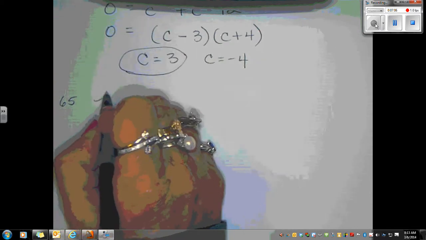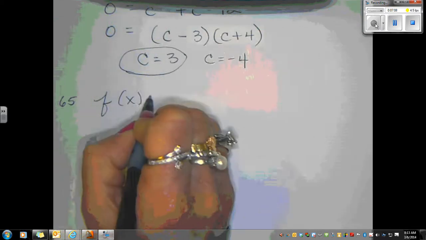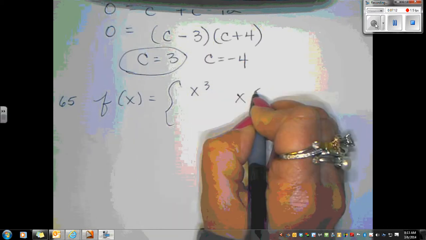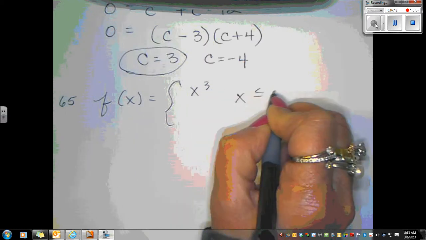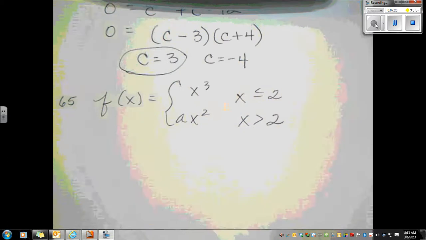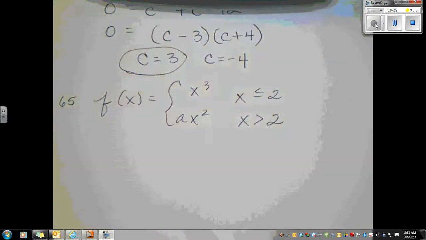65 says f of x equals x cubed when x is less than or equal to 2. It's ax squared if x is greater than 2. Now, in order for something to be continuous, what has to happen? It has to be where I don't have any holes in it, I don't have any jumps in it, okay? So, wouldn't the y from the left and the y from the right have to be equal to one another?